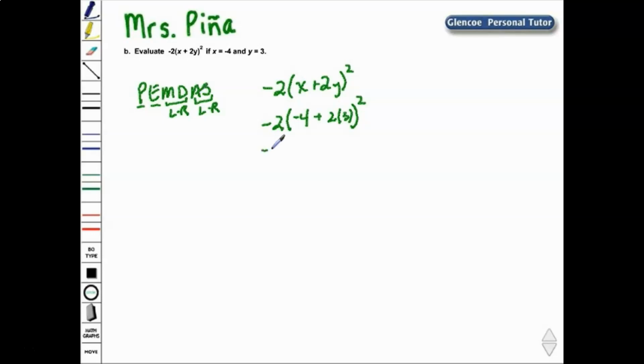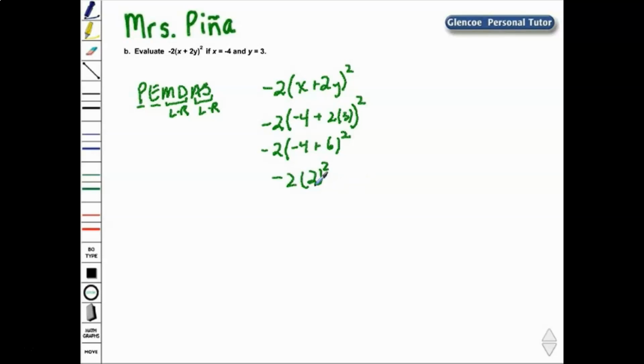So next step, recopy the -2 and the parentheses, leave the -4 and plus. 2 times 3 is 6, and that quantity is squared. That's your first step in simplification. Next step, I still have parentheses. I can still simplify inside. So I'm going to take -4 plus 6 and get +2, and that will be squared, and the -2 times that is still going to be recopied.